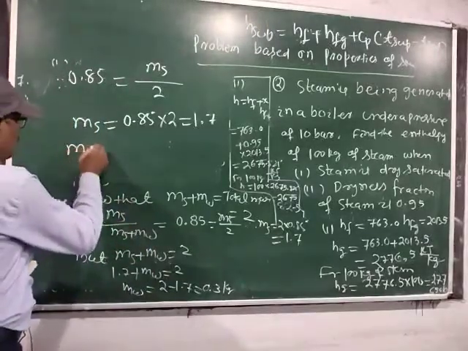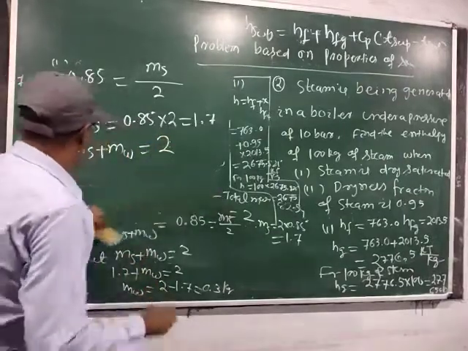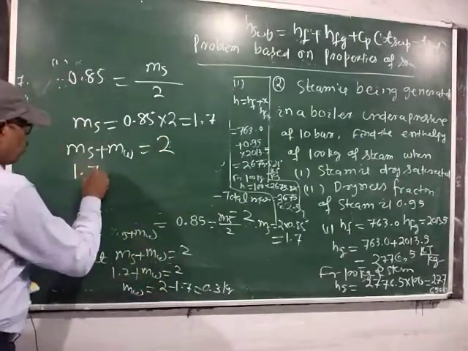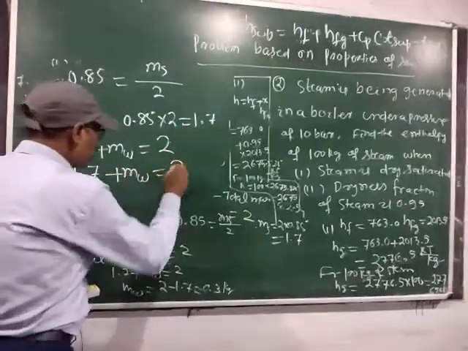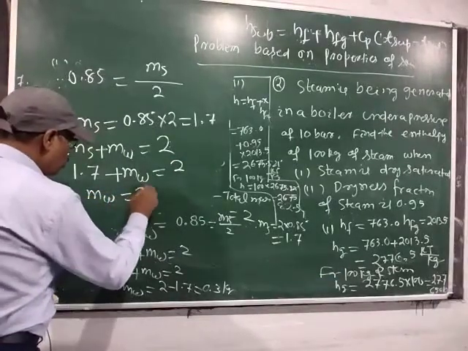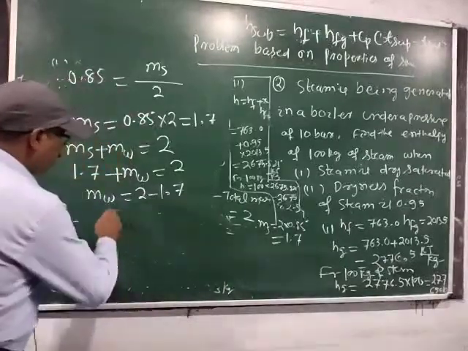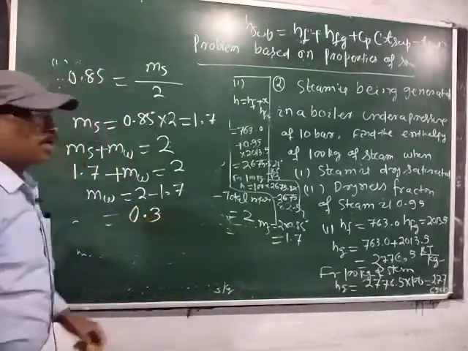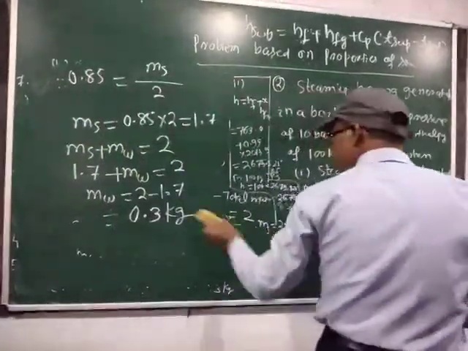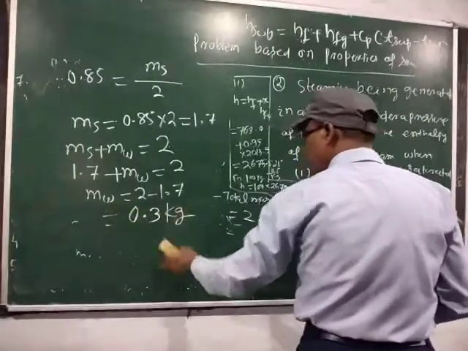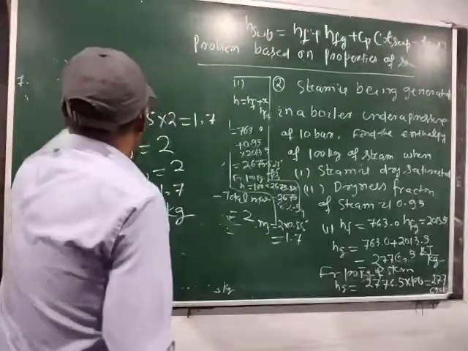Again, we know that Ms plus Mw is equal to 2, or 1.7 plus Mw is equal to 2. Therefore, Mw is equal to 2 minus 1.7, that is 0.3 kg. This is the mass of water particles in suspension, equal to 0.3 kg. Next question, number 2.